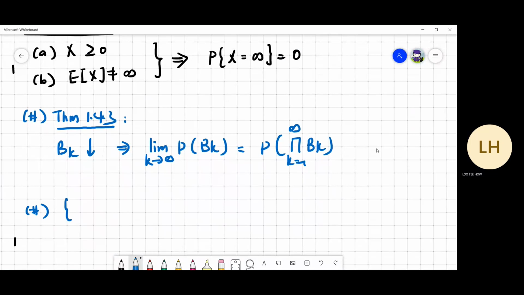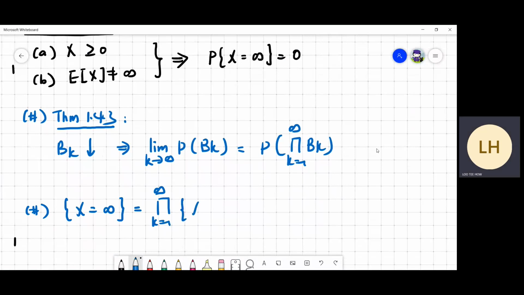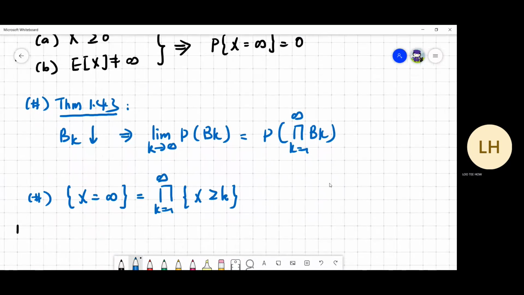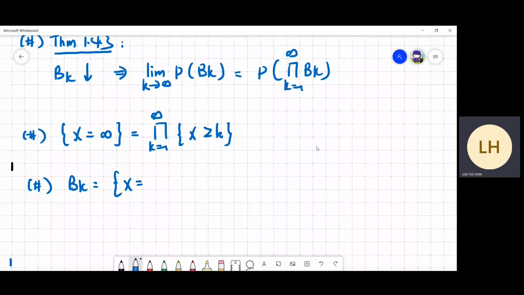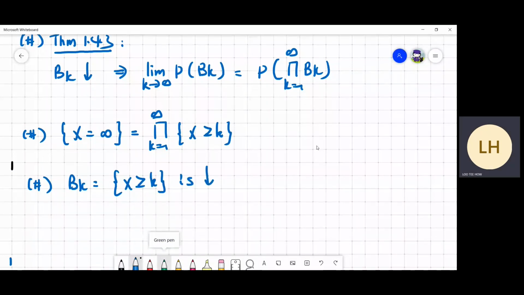First of all, we know that the event X equals infinity is actually equal to the intersection of all these events, X greater or equal to k. And secondly, we know that this sequence of events, X greater or equal to k, is decreasing. So let's check whether this is true or not.